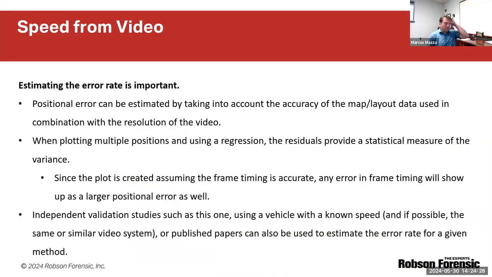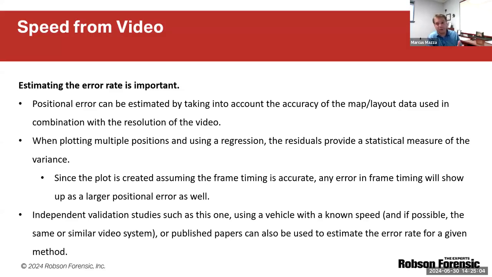So that said, a few more notes that I want to go through before wrapping up. One, estimating error is always important in this type of analysis. There are a few ways we do that. We can estimate our positional error by looking at the resolution of the video and where that vehicle falls within the video. Can we accurately position it within 1 or 2 pixels? What dimension does a pixel represent in that area of the video? We use that to come up with estimates of our positional accuracy.